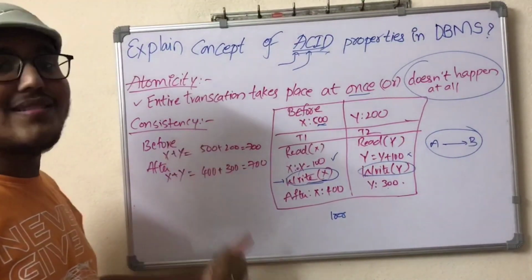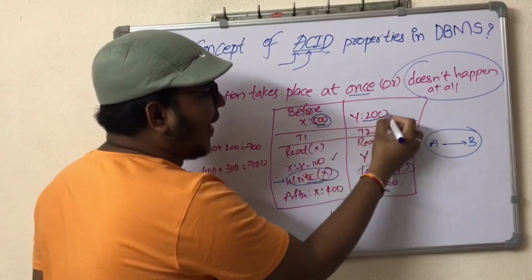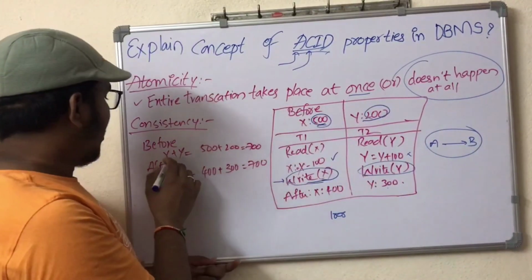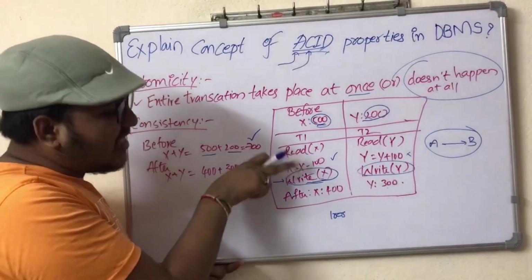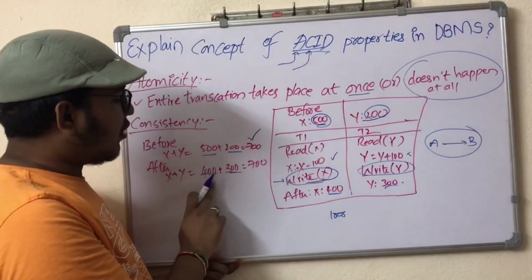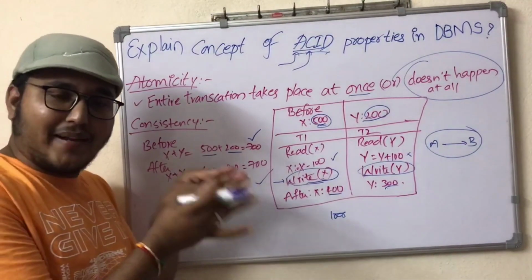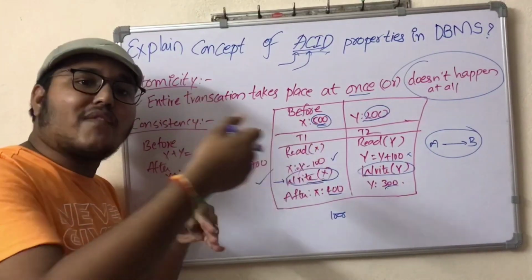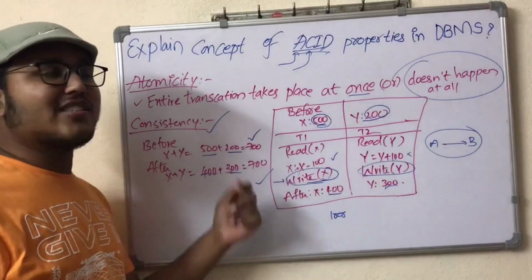Now let's talk about consistency. What consistency states is, before the transaction, the values are 500 plus 200, so X plus Y is 700. What are the values after the transaction? It is 400 and 300. If we add 400 and 300, it is equivalent to 700. So the total amount before the transaction and after the transaction should be the same. That is what the consistency principle talks about.